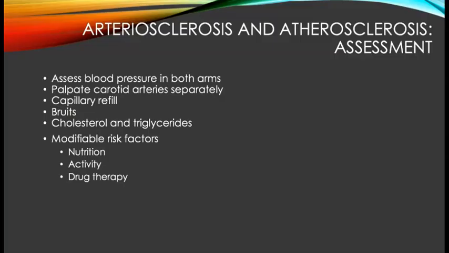With your assessment of both of these, it's really going to be the same as the previous assessment information that I've already discussed, but you also need to identify what are their lifestyle habits. Can we do some participation in changing up those modifiable risk factors, such as their nutrition and activity?